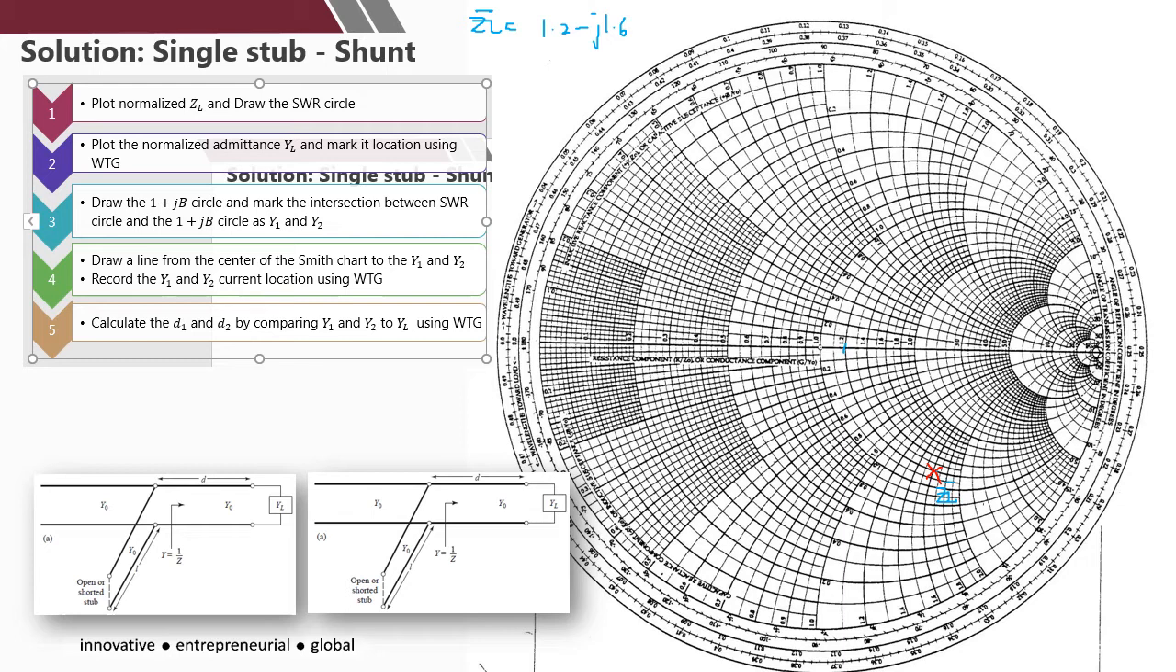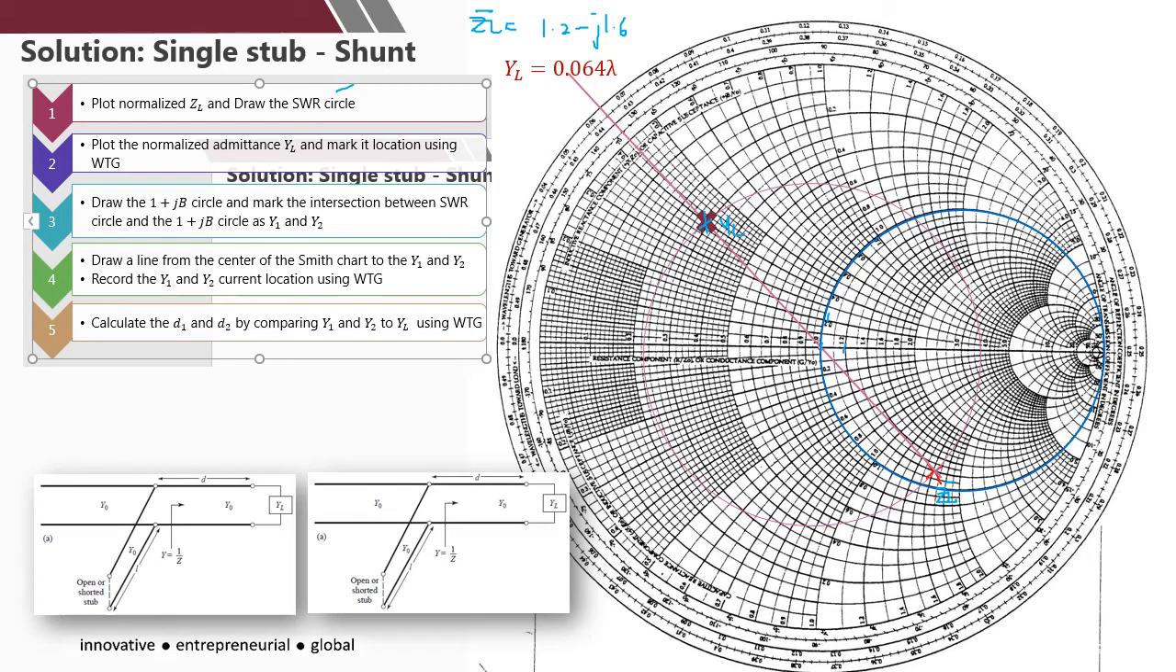Then draw the SWR circle, okay, from the center of the Smith chart, and then plot the normalized admittance and mark its location using the towards generator wavelength. Right, so from the center, the opposite position, this will be your YL. Okay, and then mark the position of YL and also get the towards generator current position. Okay, next draw the 1 plus J beta. So 1 here plus J beta, circulating that area.